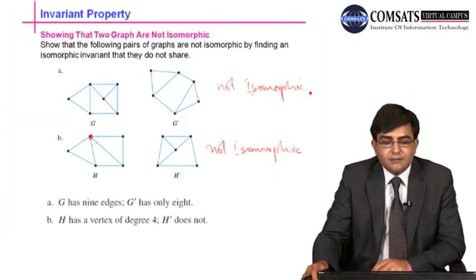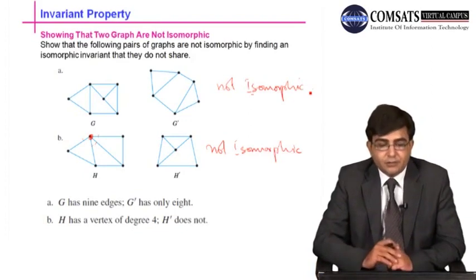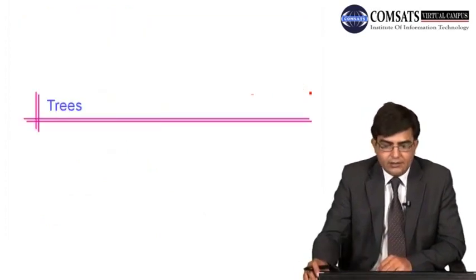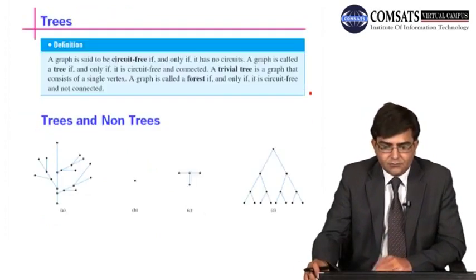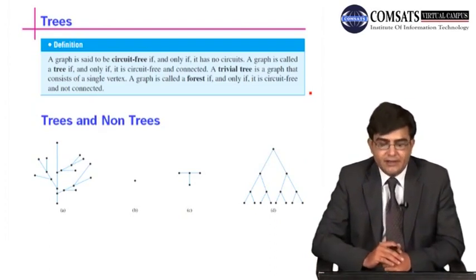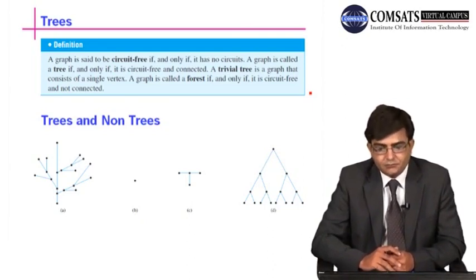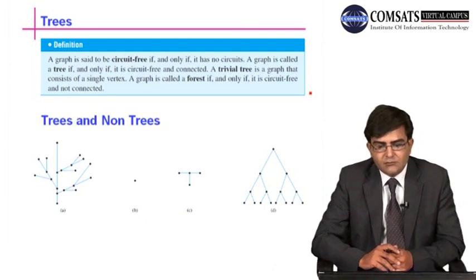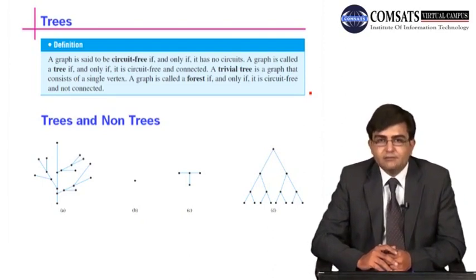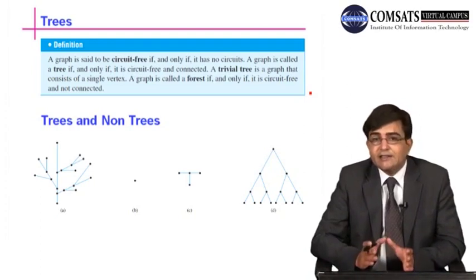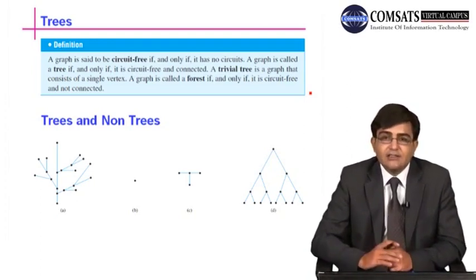For graphs I think that is enough. We stop here, and now we are going to start the trees. Trees, what is basically a tree? A graph is said to be circuit free if and only if it has no circuits. Circuit, you know the definition of a circuit. Just remind the definition of circuit and then start the trees.